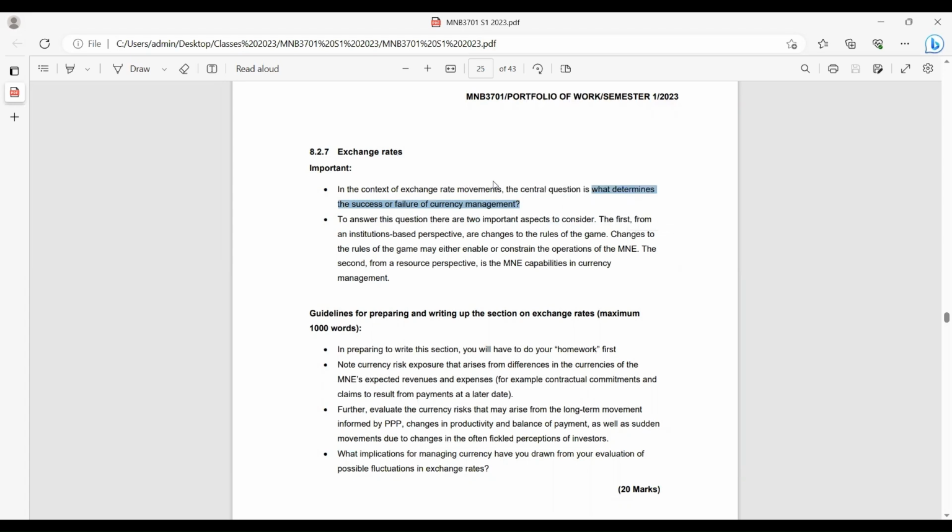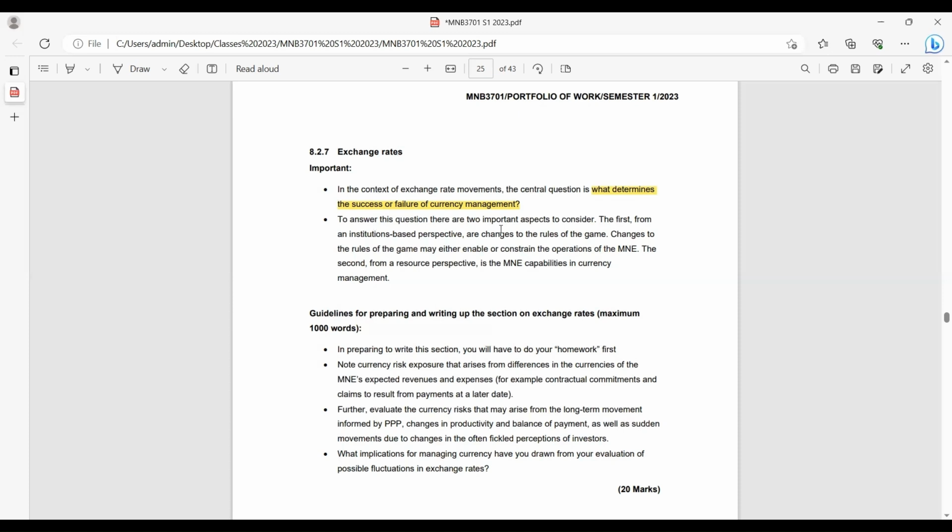So it is what determines the success or failure of currency management. Like I always say, when you're talking about success or failure, the accountants simply talk about profit or loss, right? So success is sort of like profit, and failure is loss.